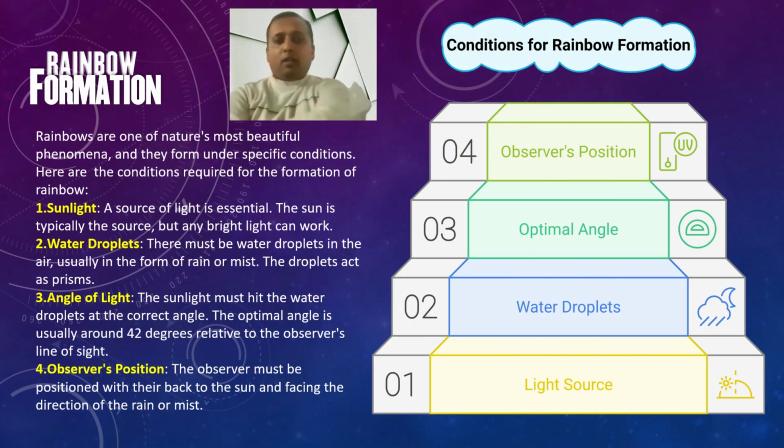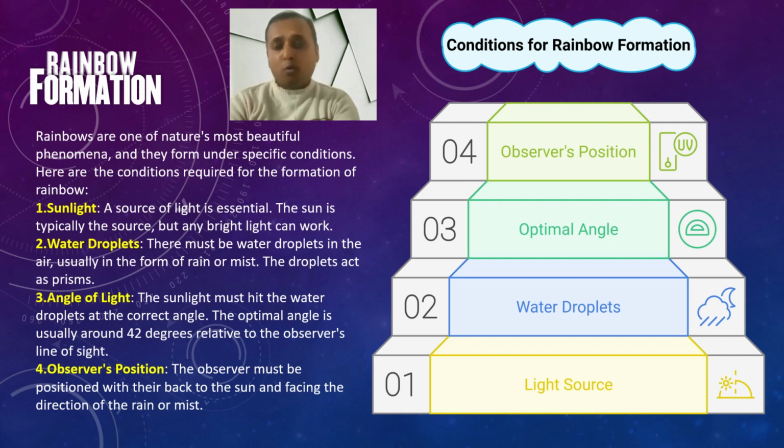Now, the conditions required for the formation of a rainbow. There are basically four conditions which have to be fulfilled for the formation of a rainbow. First is a source of light. The source of light can be any light, but preferably we'll be talking about sunlight. It has to be any bright light. Intensity has to be good. So first and foremost thing is sunlight. There has to be a bright light.